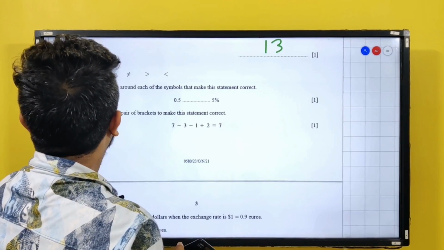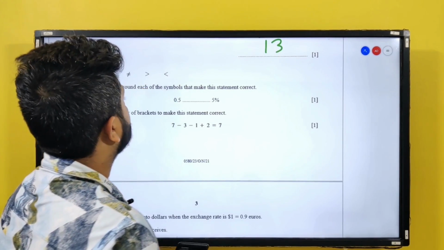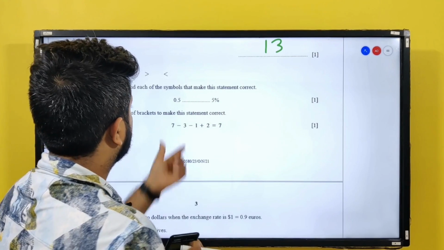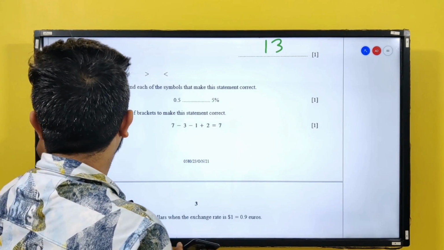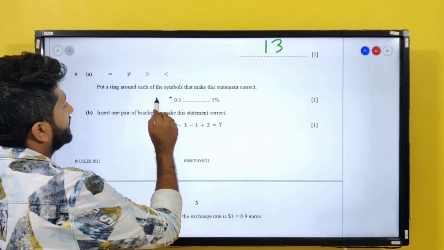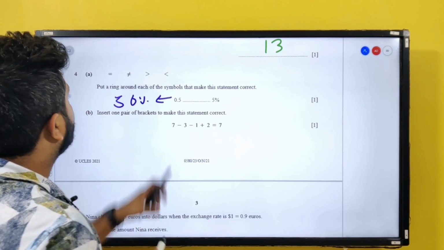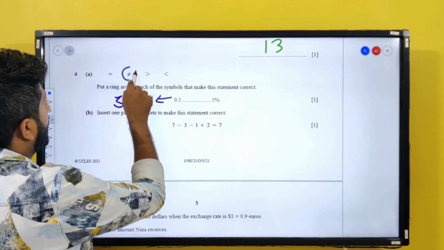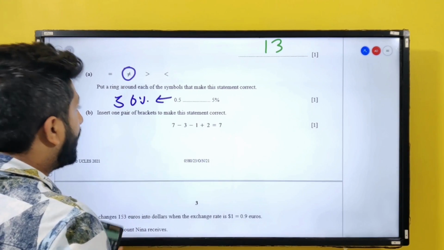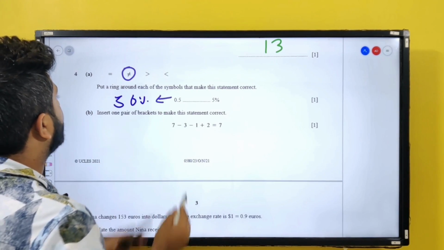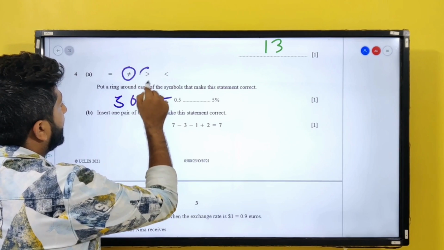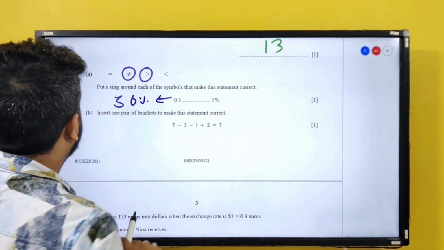Put a ring around each of the symbols to make this statement correct. Okay, 0.5 and 5%. 0.5 you can say is 50%. So 0.5 is not equal to 5%, or you can also write 0.5 is greater than 5%, right?